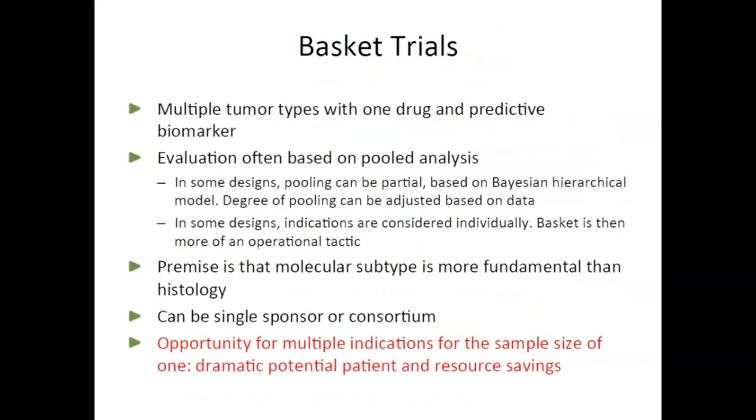Basket trials have multiple tumor types with one drug and predictive biomarker. The evaluation is often based on a pooled analysis. In some designs, this pooling can be partial, based on a Bayesian hierarchical model, and the degree of pooling can be adjusted based on the data. In other designs, indications are actually considered individually, and the basket is then more of an operational tactic. The premise is always that the molecular subtype is more fundamental than the histology. And basket trials, unlike umbrella trials, could be done by a single sponsor.